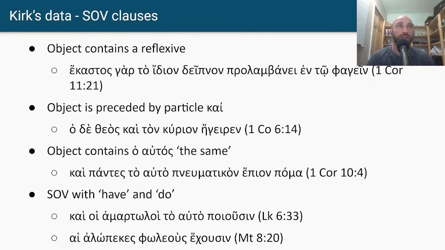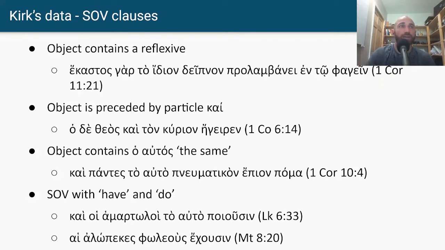She also notes that the object is sometimes preceded by the particle kai, in this case too with SOV, just like we saw before. Ho theos kai ton kyrion egeiren. Ho theos kai ton kyrion, right? Also the Lord, he raised up. Again, this is the same explanation. With kai ton kyrion, the kai is functioning as a focus particle, not as the conjunction. And we have this inverted verb and object, right? So we have SOV rather than SVO. And then the object sometimes contains ho autos, meaning the same.